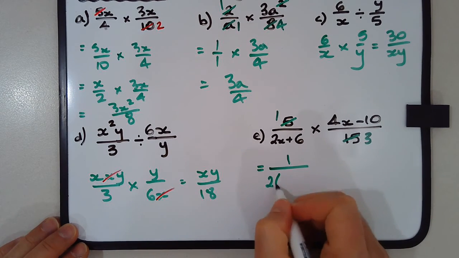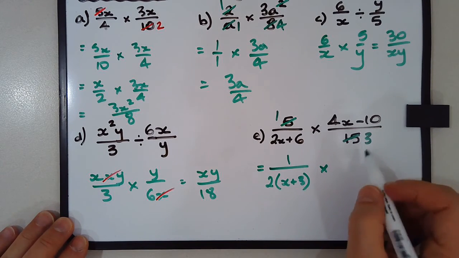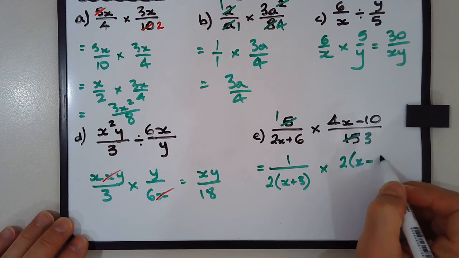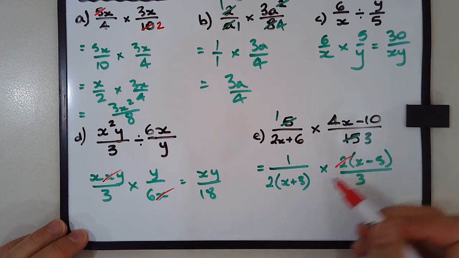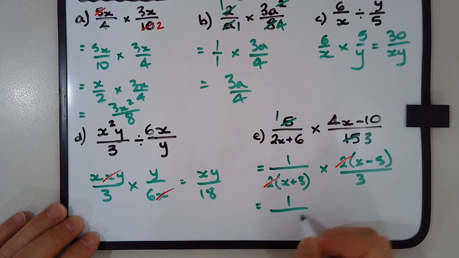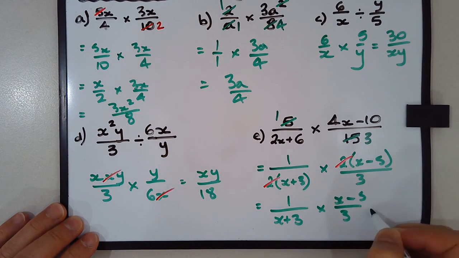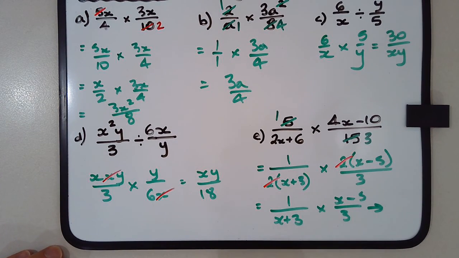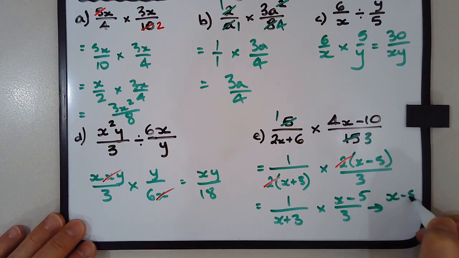So we can take out 2, x plus 3, multiplied by, now 4x minus 10, we can again take out 2, and that's going to be x minus 5 over 3, and these 2's will cancel as well. So we can cancel diagonally, so 1 over x plus 3 multiplied by x minus 5 on 3, and we can just multiply across now. So numerators being multiplied across, that's x minus 5 over x plus 3 times 3, so that's going to be 3x plus 9.